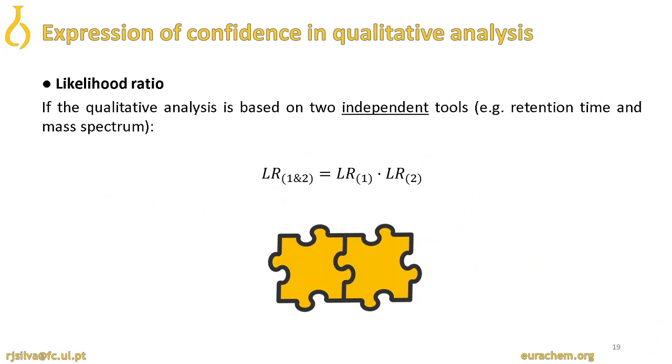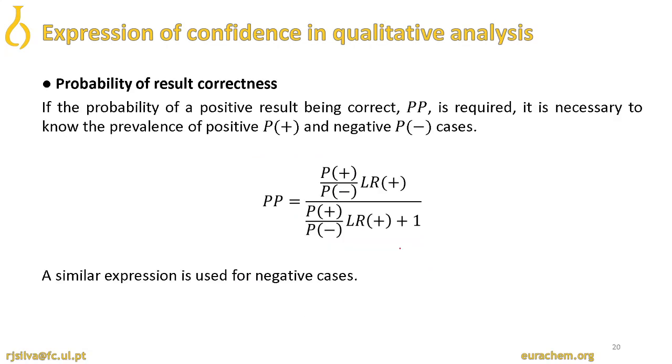A nice feature of the likelihood ratio is that if you have two independent tools for your identification, so this means that, for instance, you identify a compound by GCMS and rely on retention times and mass spectrum. If you know the likelihood ratio from identifications based on retention time, and you know likelihood ratio from identification supported on mass spectrum, you just need to multiply both of them to know the likelihood ratio of an identification supported on both retention time and mass spectrum. And if you have additional evidence, you multiply all of them if they are independent.